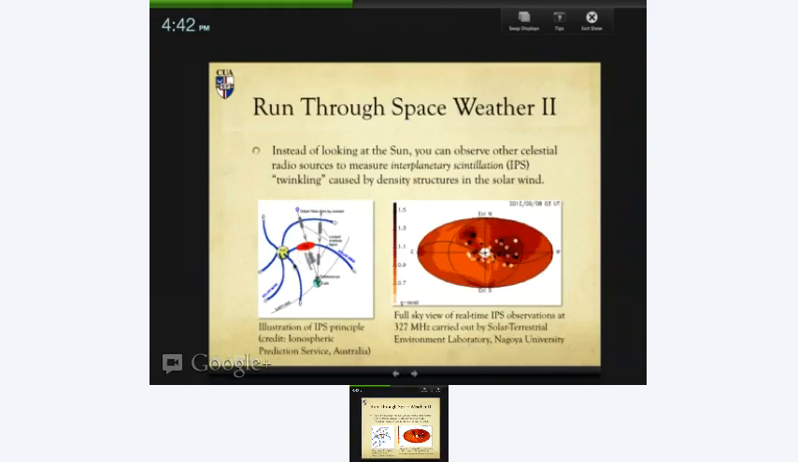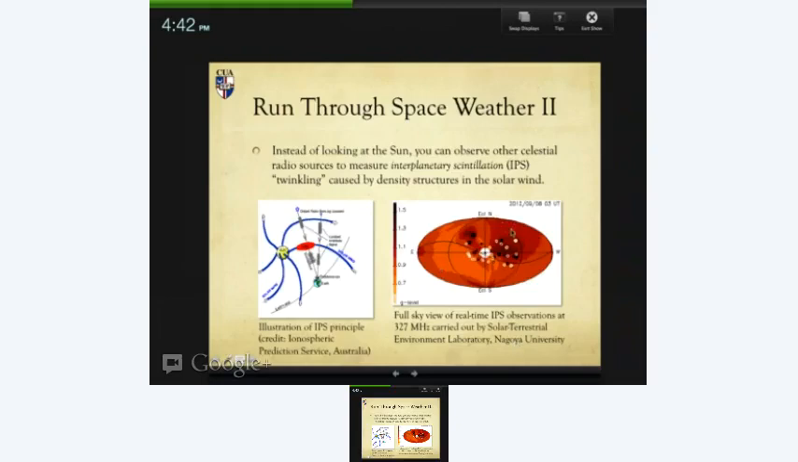Okay, so this now allows us to carry out remote sensing of the structures propagating in the solar wind from the ground. Okay, so this is one of the really cool new techniques you can use to observe the structures in the interplanetary medium. Here's an example of an actual data product from interplanetary scintillation measurements. This is created by the Solar Terrestrial Environment Laboratory at Nagoya University.